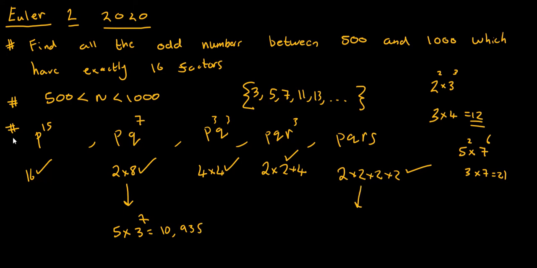Let's try one more. Let's try 3 times 5 times 7 times 11. That gives 1155. So we're getting closer.